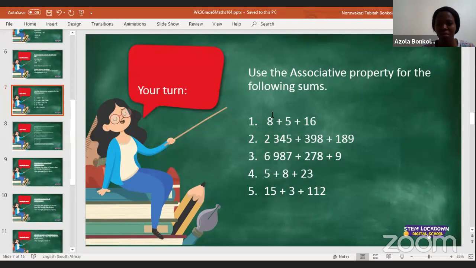So let us do number 1. Can I have someone that's going to be able to tell us how we are going to calculate number 1? Lucky Masfondo, your hand was up first.